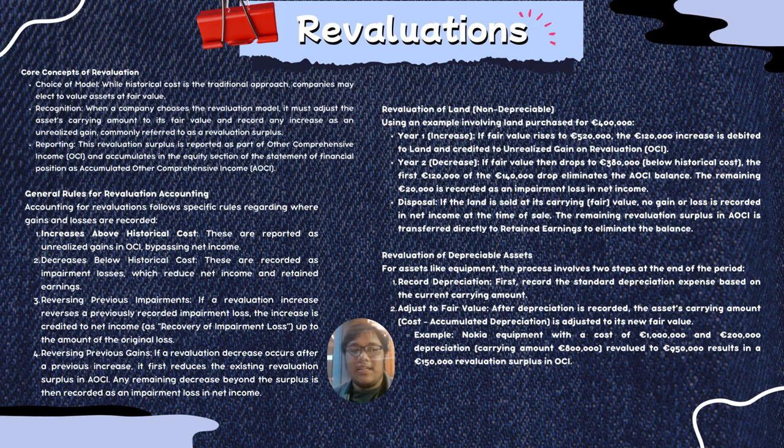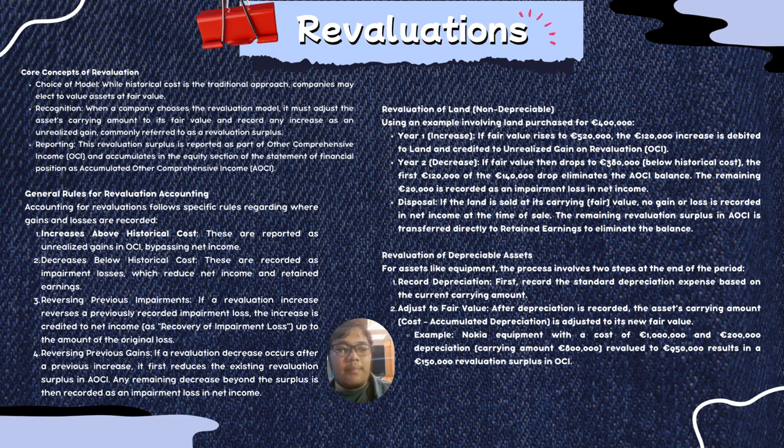And there are the general rules for revaluation accounting, where accounting for revaluation follows specific rules regarding where gains and losses are recorded. Firstly is an increase above historical cost, where it is reported as an unrealized gain in OCI, bypassing net income. Secondly is a decrease below historical cost, and it will be recorded as an impairment loss, which reduces net income and retained earnings.